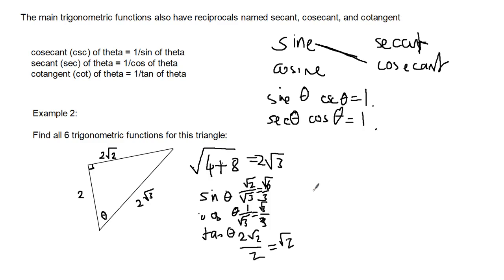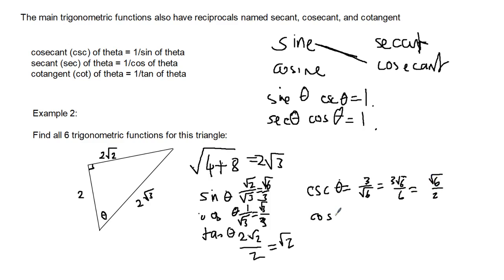Right? And then since we have all of these now, we can just say cosecant of theta is equal to 3 over square root 6. Or if you want to rationalize, it's 3 square root 6 over 6, which is equal to square root 6 over 2.